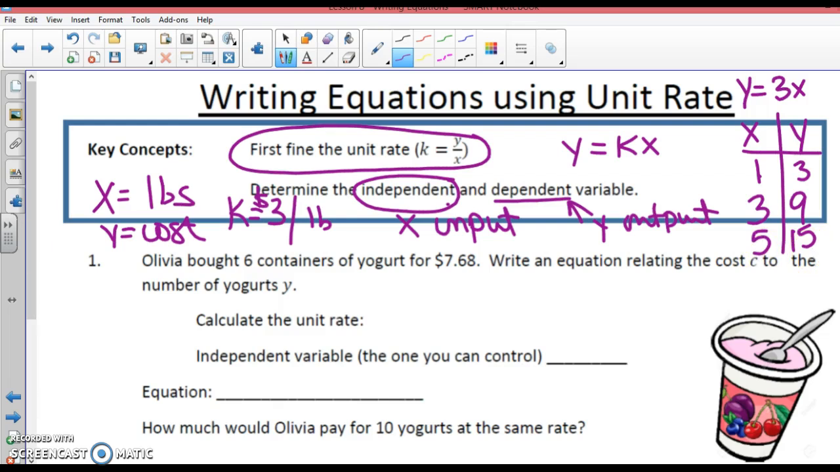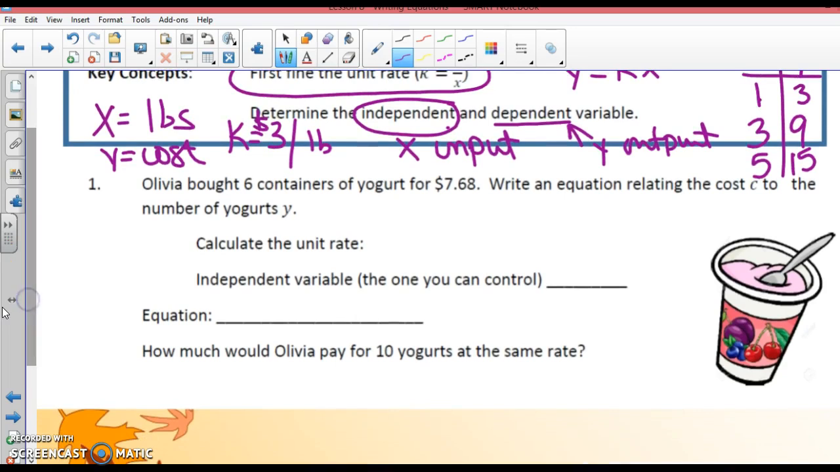All right, so let's look at an example. Olivia bought 6 containers of yogurt for $7.68. Writing an equation relating the cost C to the number of yogurt y. Calculate the unit rate. Well, isn't our unit rate k? K is y over x.